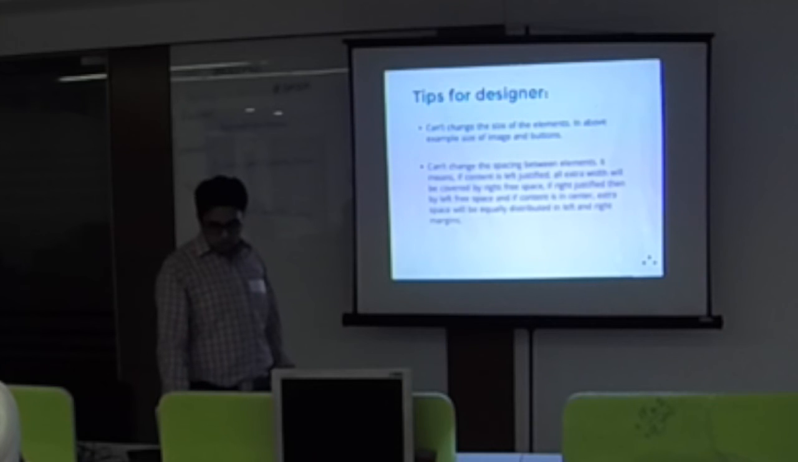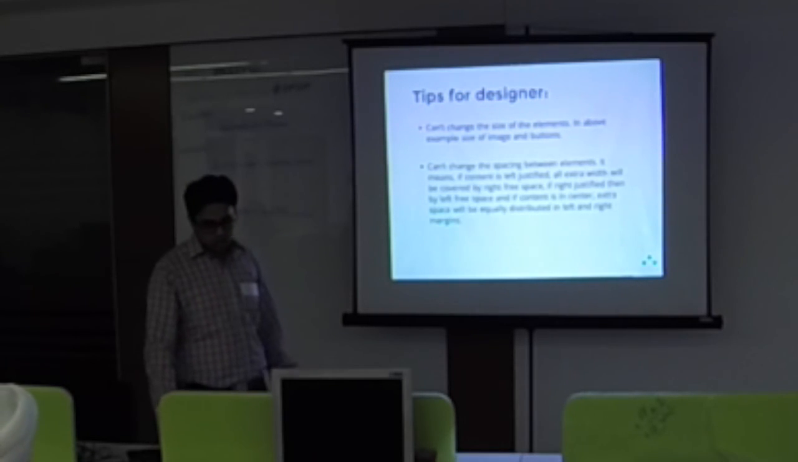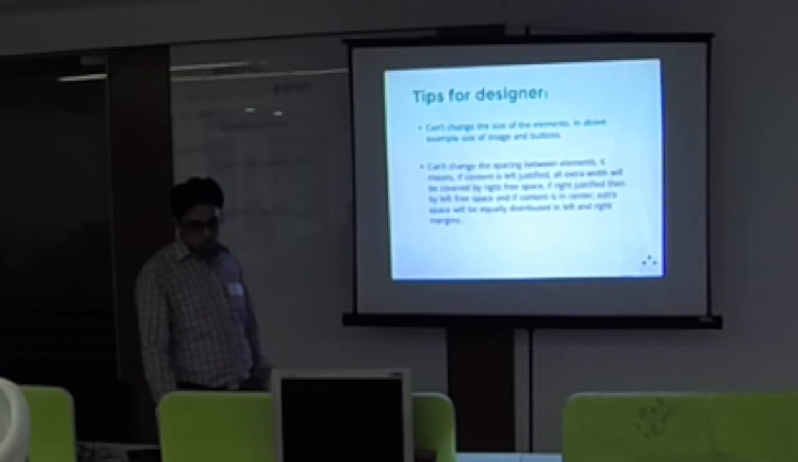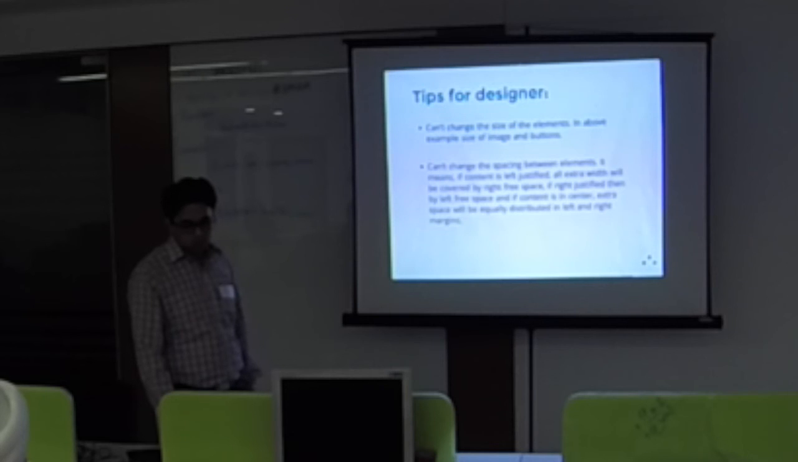These are basically the same tips. Can't change the size of the elements, can't change the spacing between elements. It means that if content is left justified, all the extra will be covered by the right free space. If right justified, then by the left free space. And if content is in the center, extra space will be equally distributed in the left and right margins.